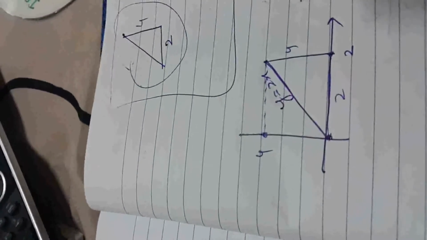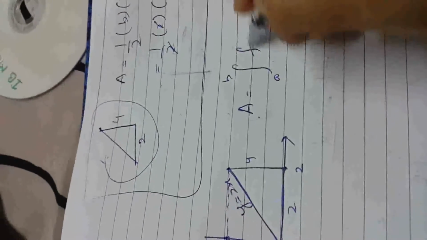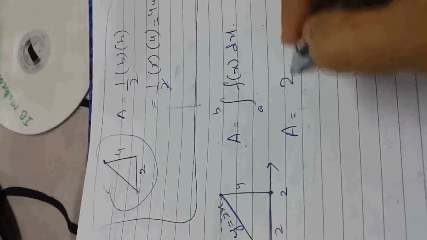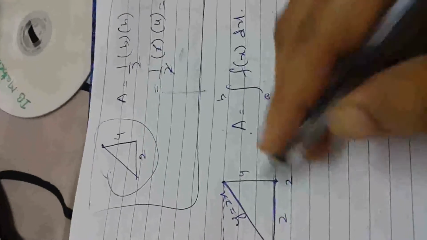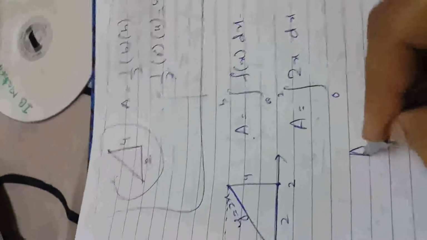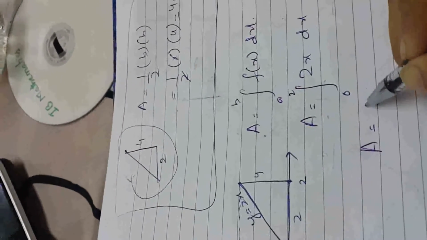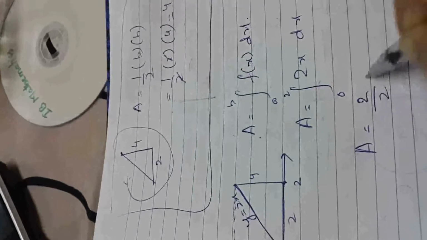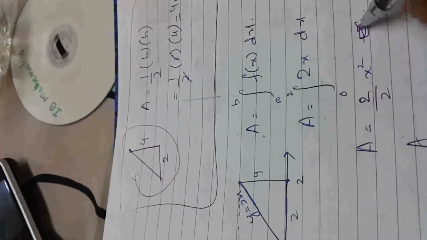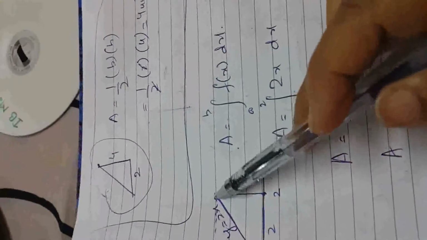Now the formula says the integral from a to b of f of x dx. So as per this, the function is 2x dx. The upper limit is 2 and the lower limit on the x-axis is 0. So let's apply it and see if we get the same answer or not. It's going to be 2 over 2 x squared plus c. Since you know the exact position where this function is lying, you don't put c.